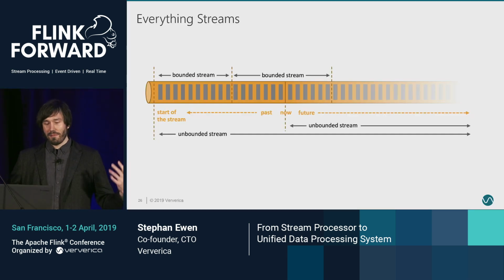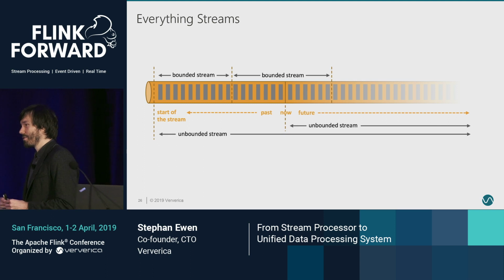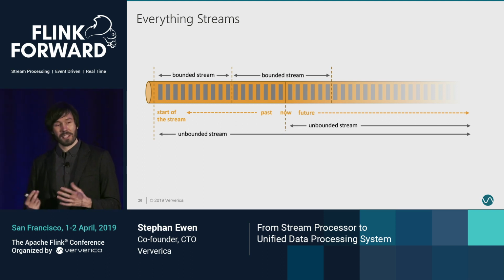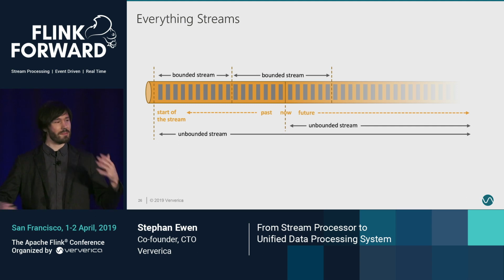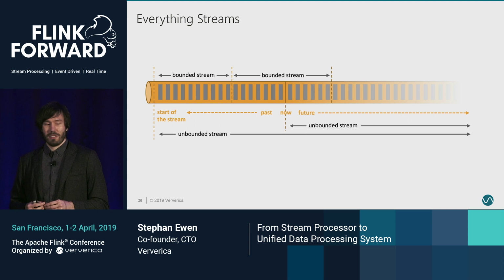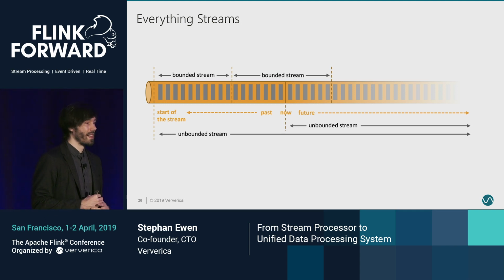I said it before in one sentence: batch is a special case of streaming. I think this phrase has been floating around for a bit. People say this, batch is a special case of streaming. What does that actually mean in detail? Does it just mean, as soon as you can do streaming, you can do batch processing as well? Kind of yes and no, I think, is the answer.